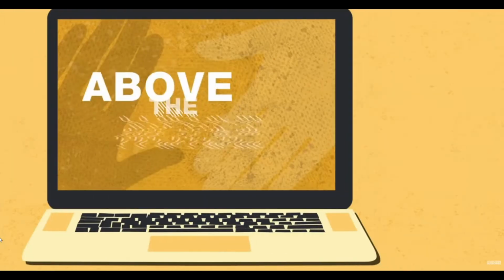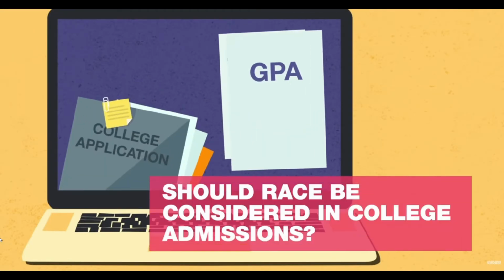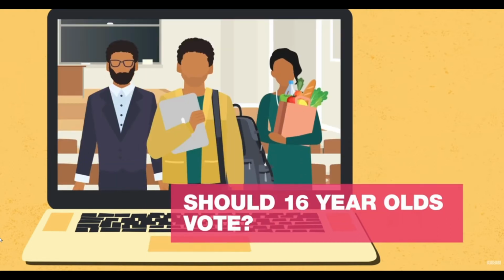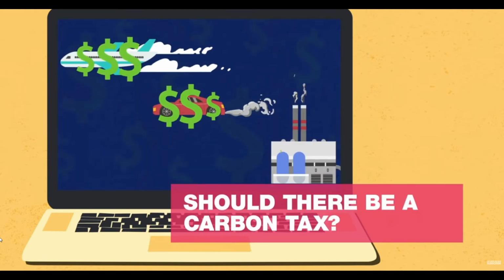Sometimes there is no consensus on what the truth is. And when you're talking about important issues like policy decisions that affect all kinds of people, that makes for some good journalistic analysis. Topics like, should race be considered in college admissions? Should 16-year-olds vote? Should there be a carbon tax?